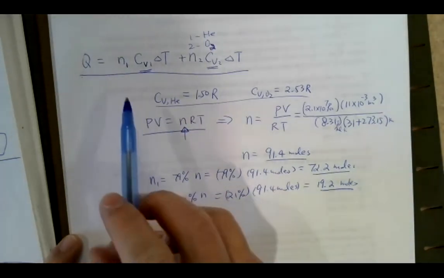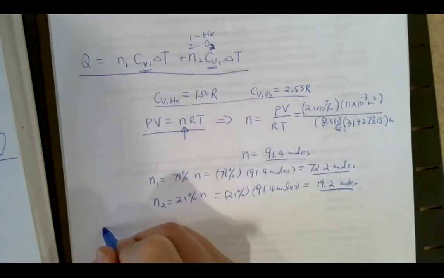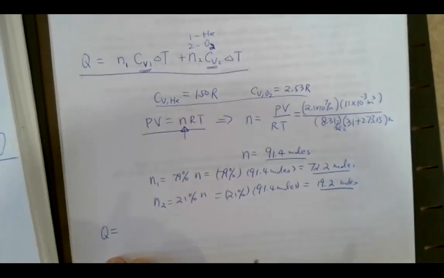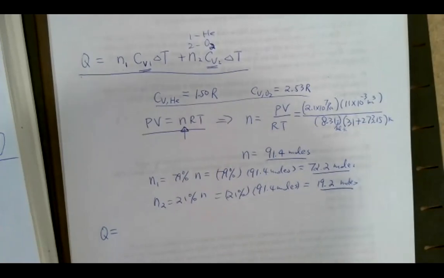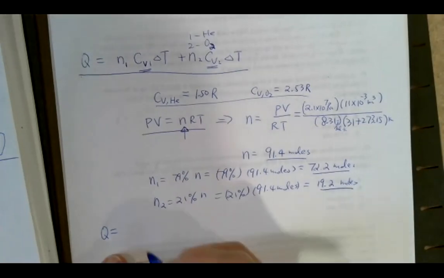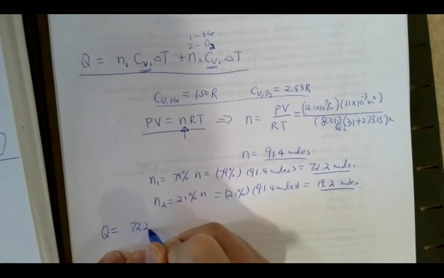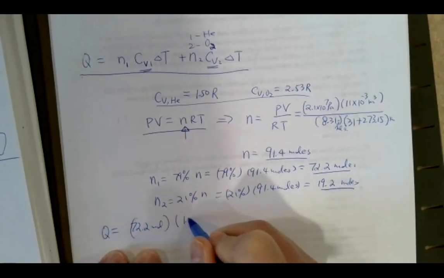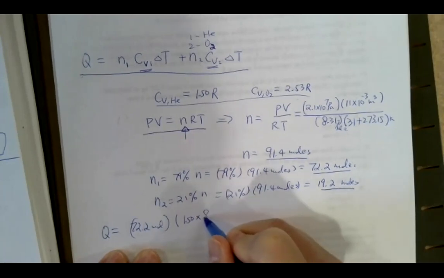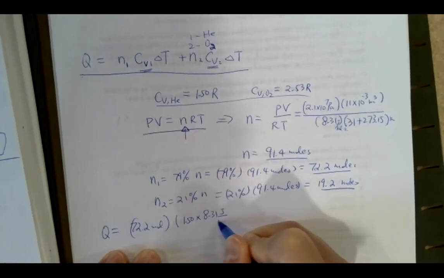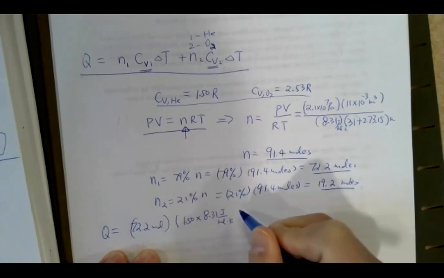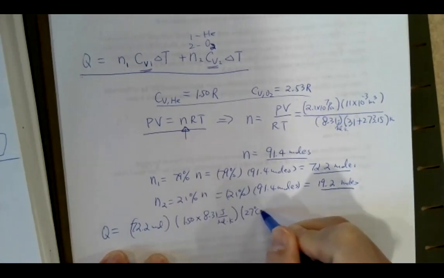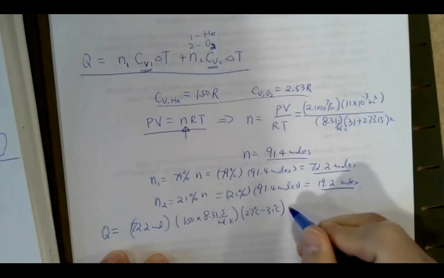Then we have the numbers we needed to calculate the total heat change. So this would be 72.2 moles times 1.5, for R is 8.31 joules per mole times Kelvin, times delta T, which will be 27 degrees minus 31 degrees. Okay, so minus 4 degrees.